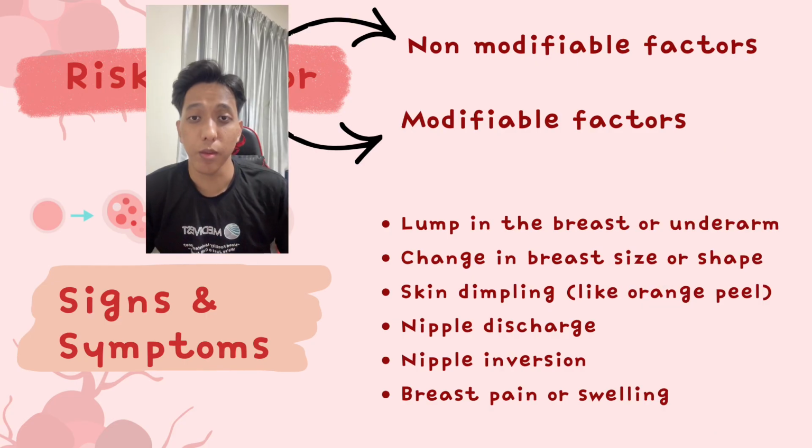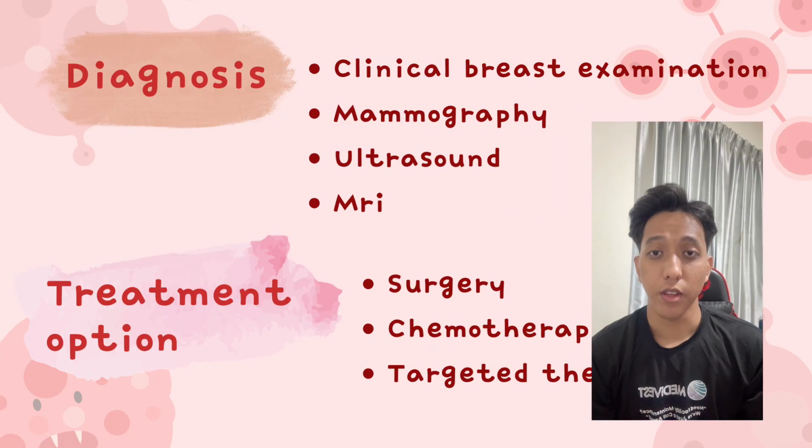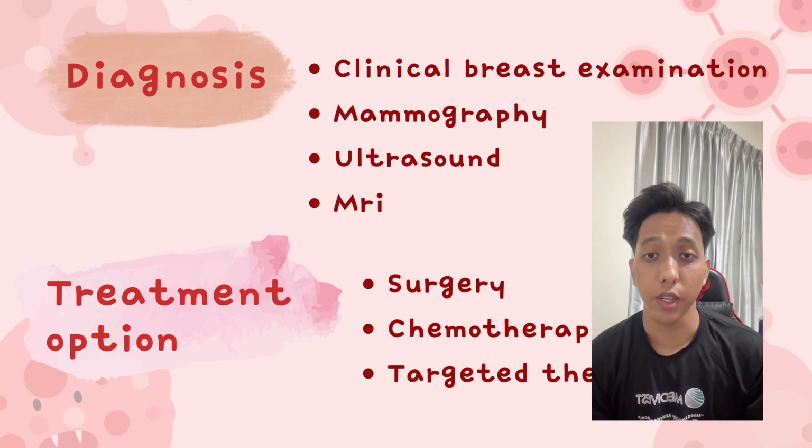The common signs and symptoms of breast cancer include a lump in the breast or underarm area, which is often the earliest signs. Other symptoms include changes in the breast size or shape, skin dimpling, which may look like an orange peel, nipple discharge, nipple inversion, and breast pain or swelling. However, some patients may not show obvious symptoms in the early stages, which is why the regular screening and self-breast examination are important.